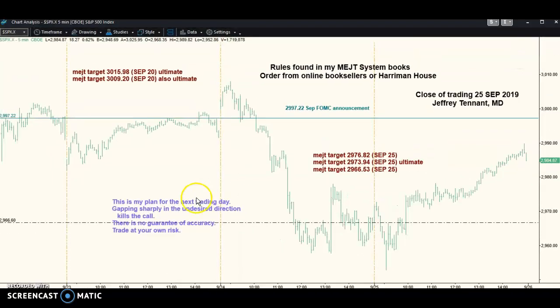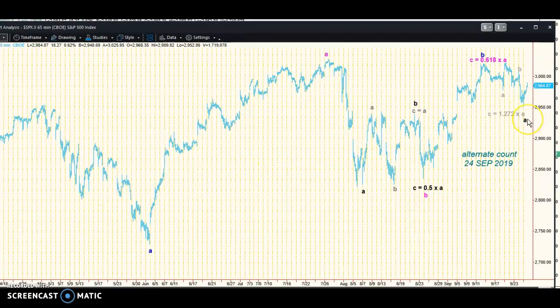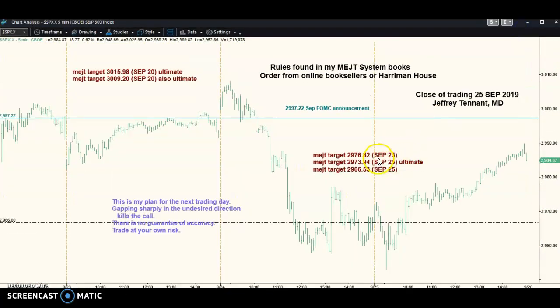Again, it could be either black B or maybe gray A of black B. But in any case, if we don't gap up, these are the numbers I want to see print. This one by early Friday and this higher one by tomorrow.